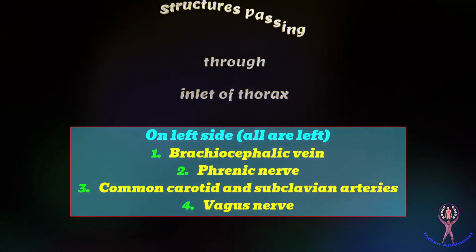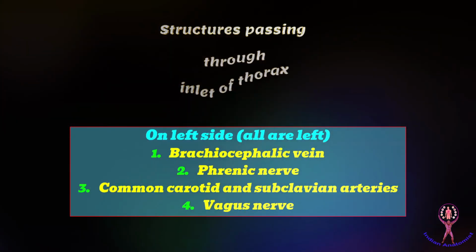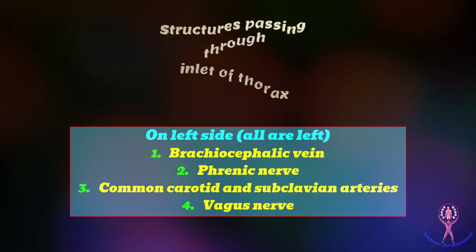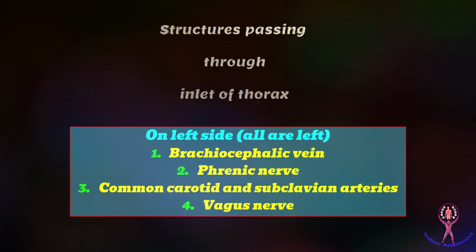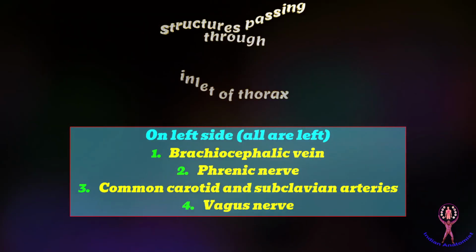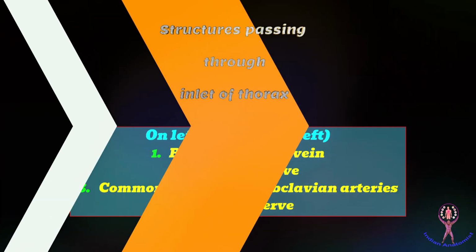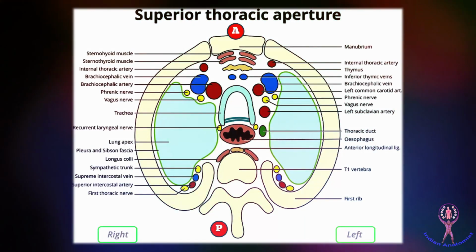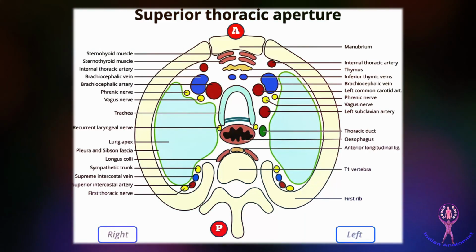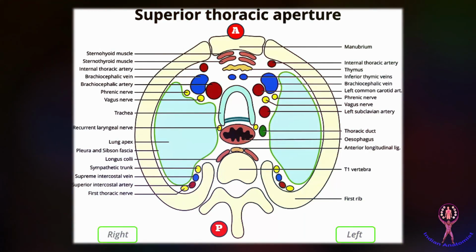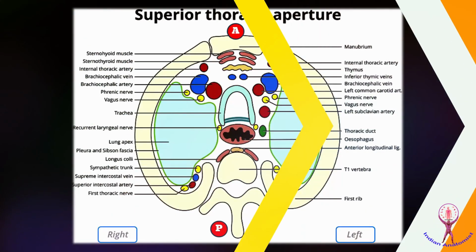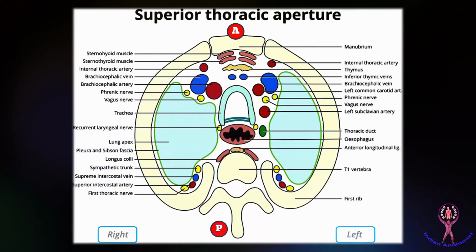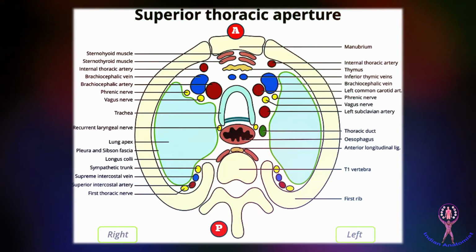Now on the left side structures are 1. Brachiocephalic vein. 2. Phrenic nerve. 3. Common carotid and subclavian arteries. And finally, 4 is vagus nerve. Dear students, hope you all understood about the inlet of thorax or superior aperture of thorax. It represents an important anatomic landmark, serving as the central conducting pathway for many vital structures, extending from the neck into the chest and vice versa.